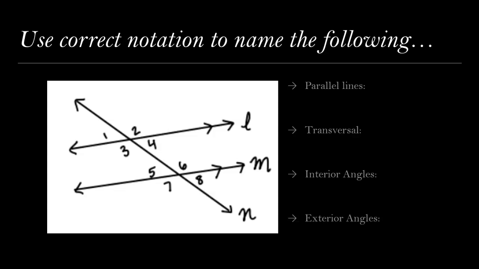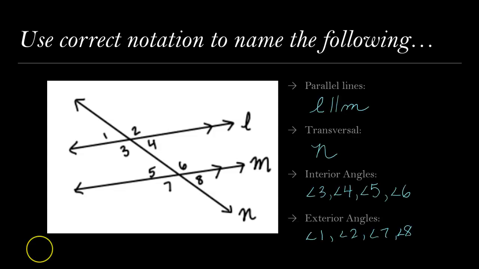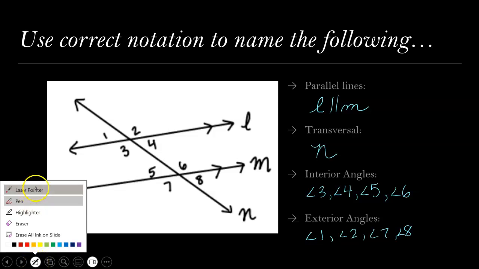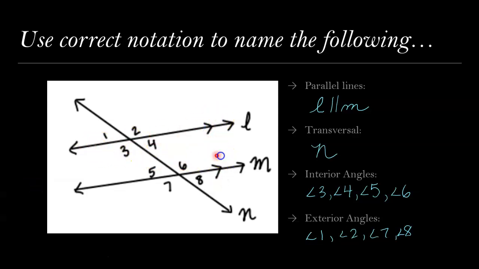So I'm going to give you a minute, so please pause the video so you can try marking up this diagram. This is in your notes packet. So the parallel lines are lines L and M because they're marked by that parallel notation. The transversal is N because it cuts across those two lines. The interior angles are 3, 4, 5, and 6 because those angles are in between the two lines. And the exterior angles are 1, 2, 7, and 8 because those angles are outside of the lines.